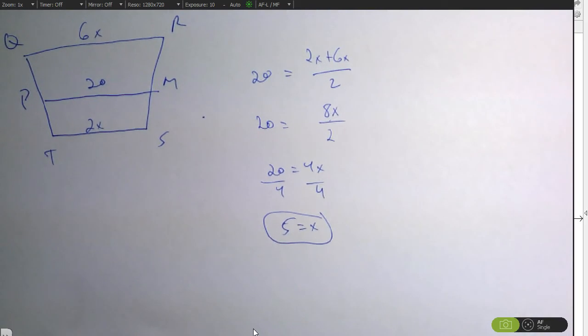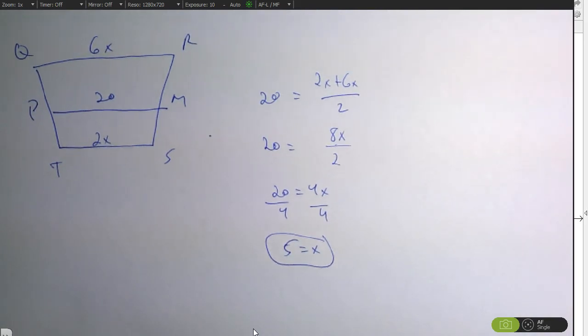There, x is 5. So I apologize, this one's kind of long, but there's a lot of stuff with trapezoids in this section. So if you only need help with trapezoids, you're good. Go on to the kites. If you need help with the kites, jump over to the other video.